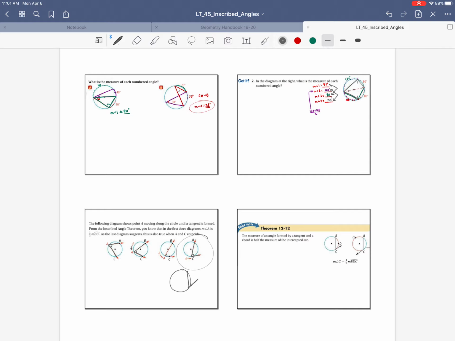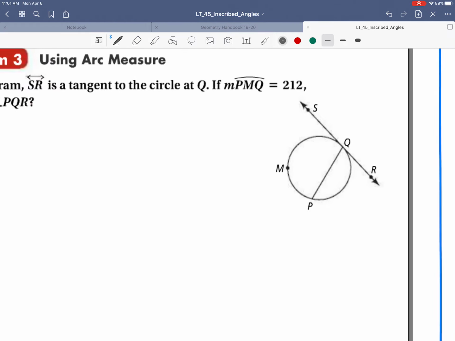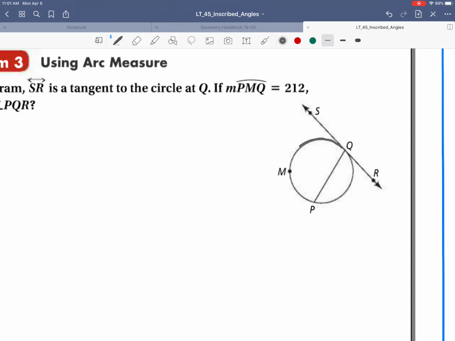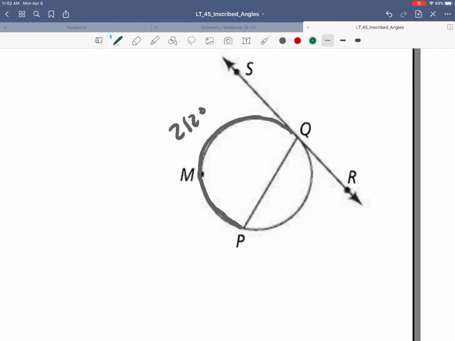All right, let's just do one problem with this. In the diagram, SR is tangent to the circle Q. If the measure of PMQ is 212, PMQ is this arc right here. So if that is 212, what is the measure of PQR? PQR is this angle right here. So if that's 212, we know that the angle in here must be 106. And if that's 106, then we know that PQR is going to be supplementary. So the measure of angle PQR is going to be 74.